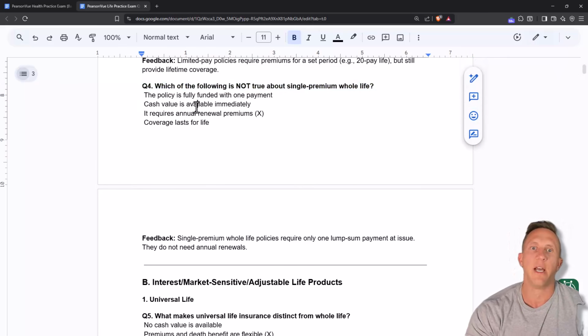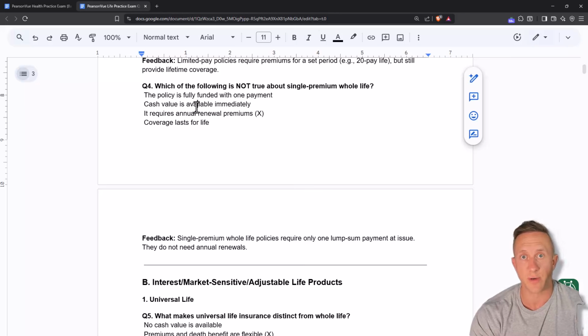Okay, next. Which of the following is not true about single premium whole life? This is another one where we have the accept versus not true. So what you're going to look at for these, in the not true questions, is you're going to say, hey, which of these are true? Sometimes it's easier to mark all the ones that are true, right? Because it's like an extra step for us to process which ones aren't.